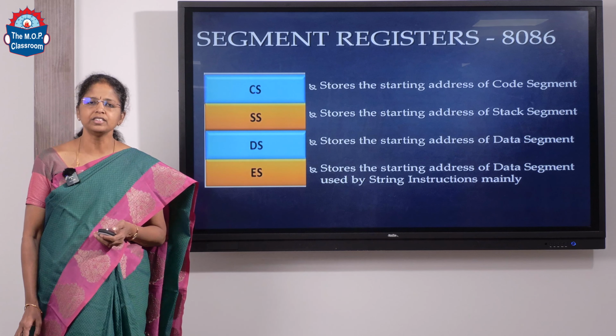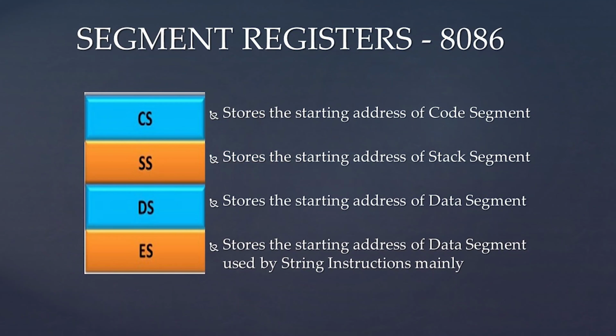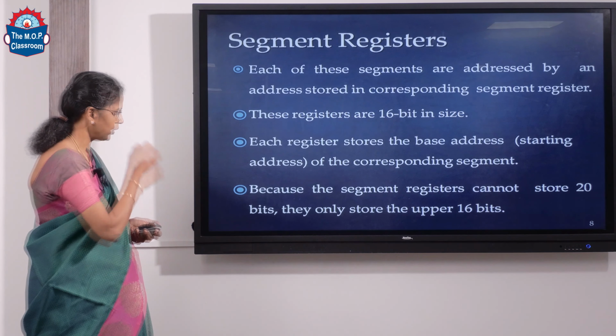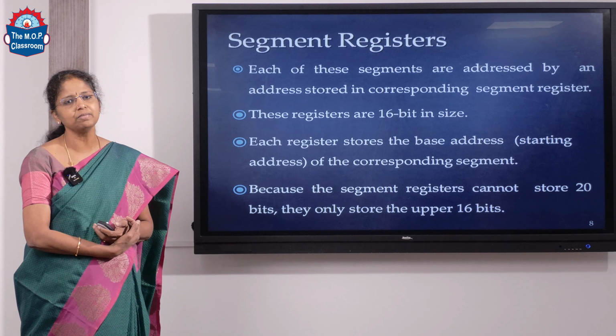Now what are these registers for? Each of these registers is going to store the starting address of the different segments. Say, here CS indicates the code segment register. It is going to store the starting address of the code segment. SS is going to store the starting address of the stack segment. DS is the data segment register, which is going to store the starting address of the data segment. And finally, ES is going to store the starting address of the extra segment. Now these registers are 16 bit in size.